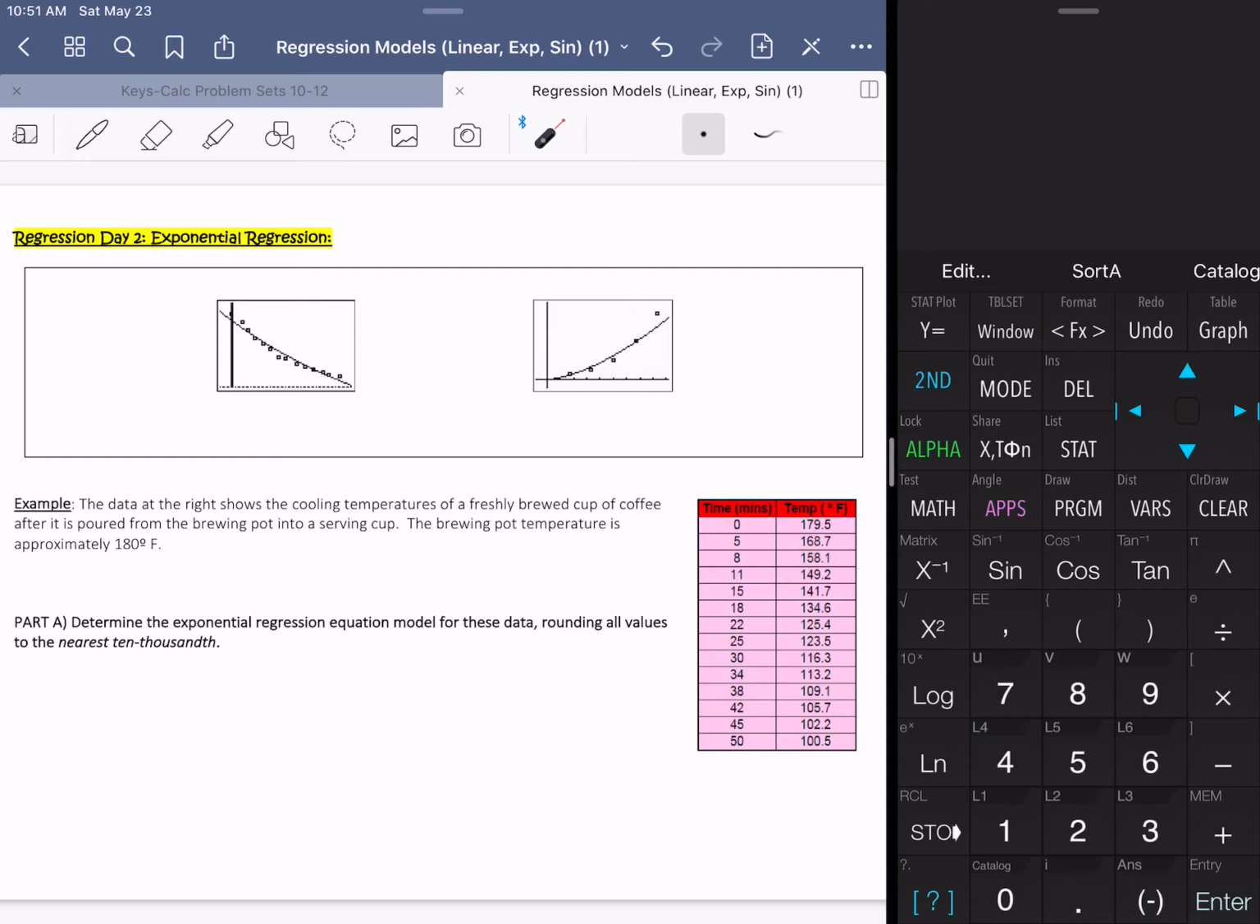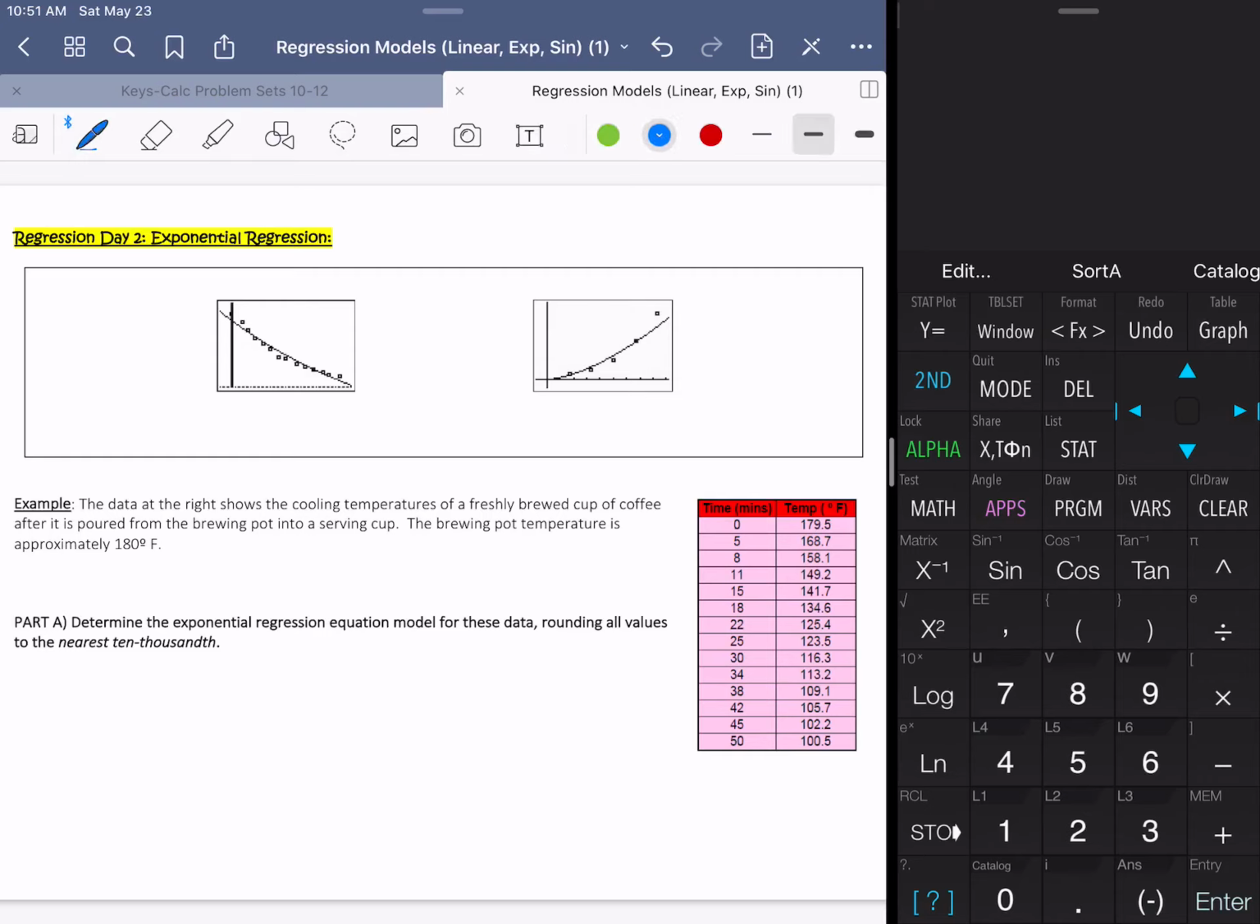So example number 1 says, the data at the right shows the cooling temperatures of a freshly brewed cup of coffee after it's poured from the brewing pot into a serving cup. The brewing pot temperature is approximately 180 degrees Fahrenheit. Part A says, determine an exponential regression equation model for this data, rounding all values to the nearest 10,000th. So 10,000th is about 4 decimal places, so keep that in the back of your head.